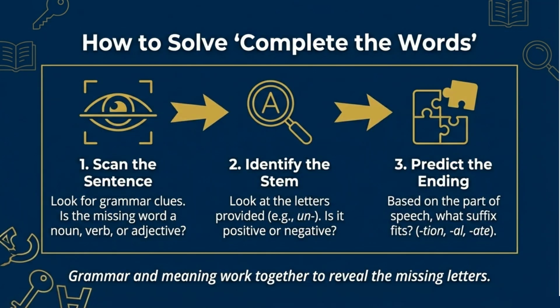So how do we solve the task on screen? Use this 3-step process. Scan the sentence. Read for flow. Identify the stem. Look for grammar clues. Do we need a noun or verb? Look for prefix clues. Is it positive or negative? Predict the ending. Choose the suffix that fits the part of speech, like tion for nouns or ate for verbs.